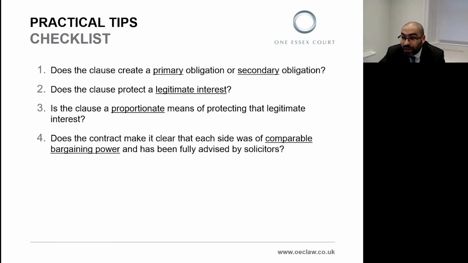Third, as well as identifying what legitimate interest, it's important to consider whether the steps taken by that clause to protect the legitimate interest are proportionate and not exorbitant. And again, what constitutes proportionate will depend on a case-by-case analysis and will depend upon the nature of the legitimate interest. It may be that a clause can go quite far in protecting a legitimate interest if that interest is particularly important to your client.